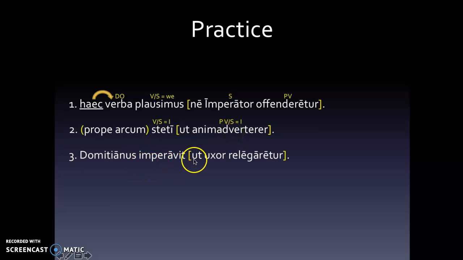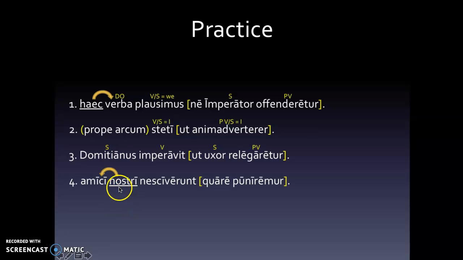All right, so we've got an ut and a subjunctive. There's our dependent clause. We've got a nominative subject. We've got a verb. We've got a nominative subject and a passive verb. Domitian ordered that his wife be exiled.